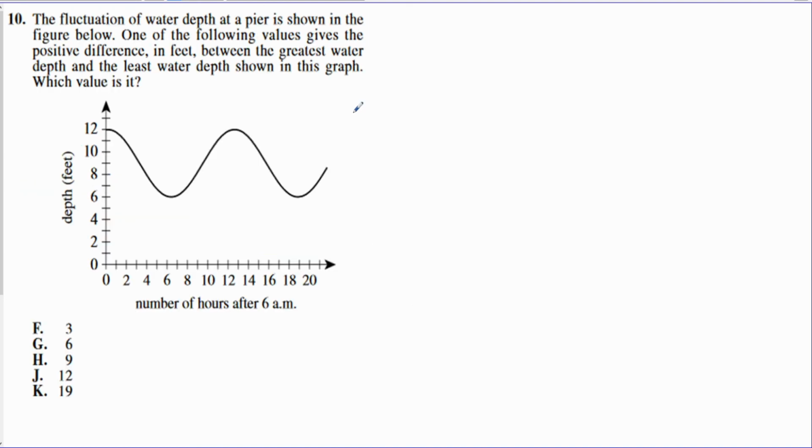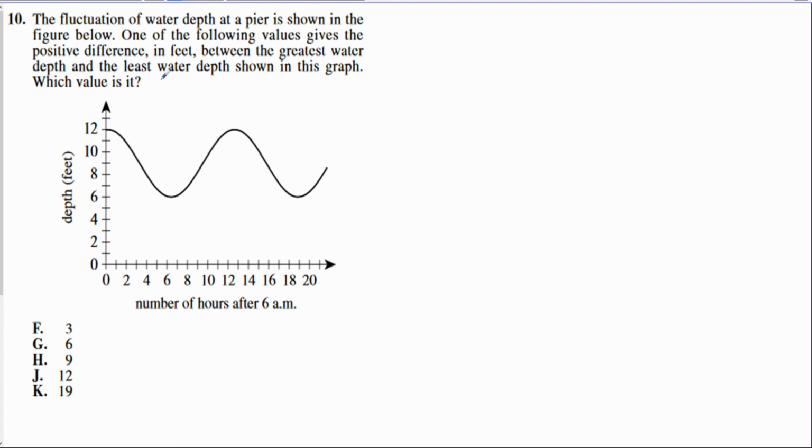All right, so here's the last one in this video. We'll stop at problem number 10, and then we'll start a whole new video for 11 through 20. Okay, this one says the fluctuation of water depth at a pier is shown in the figure below. One of the following values gives the positive difference, in feet, between the greatest water depth and the least water depth shown in the graph.